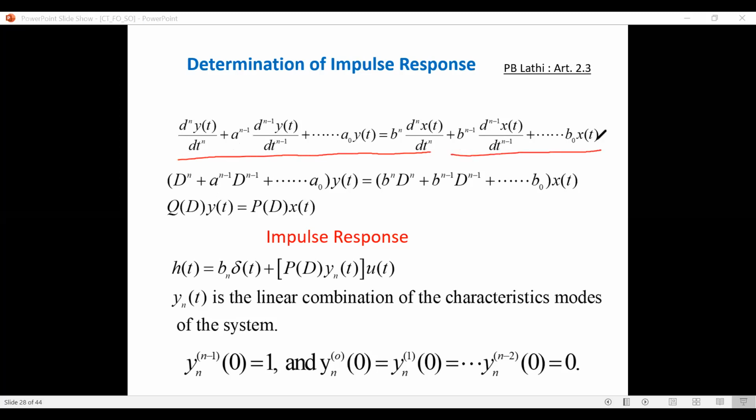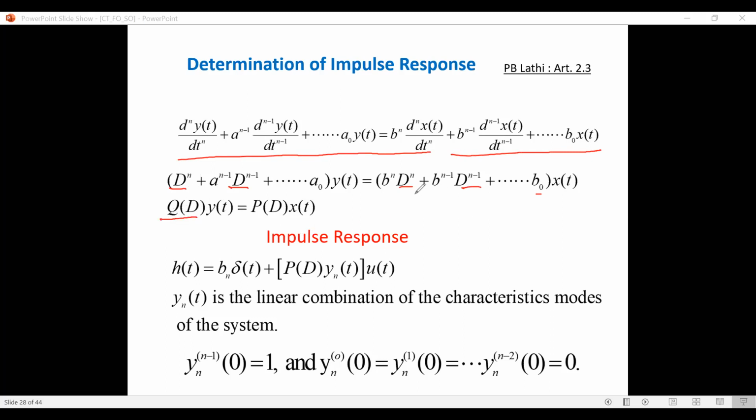In order to proceed with the derivative notation, operator algebra is used. Then your derivatives are replaced by operators. Then you will see that we will have a polynomial of operators on the output side. This is represented by Q(D). And we will have another polynomial of operators on the input side. This is represented by P(D).